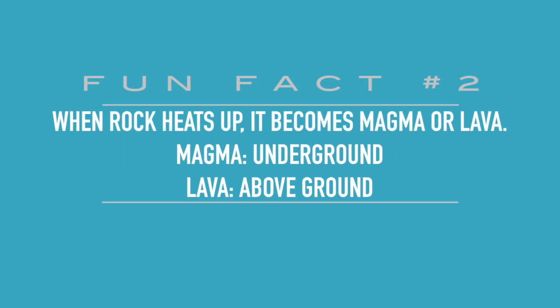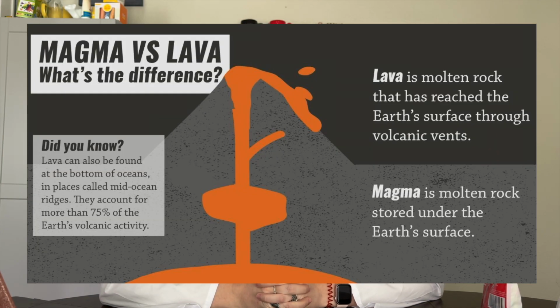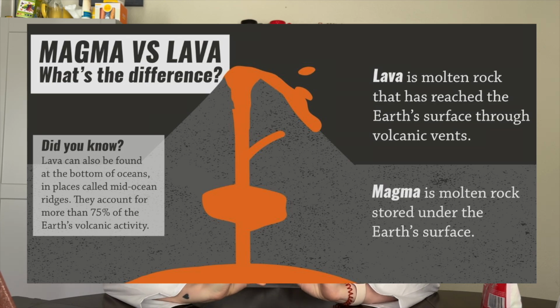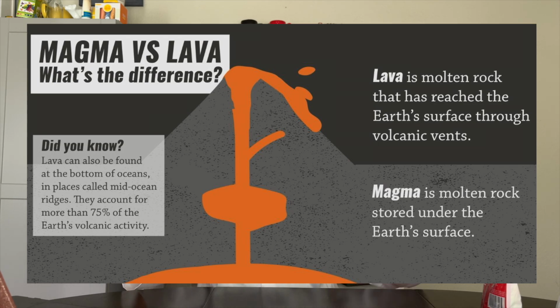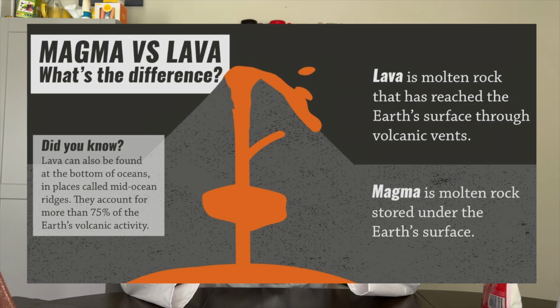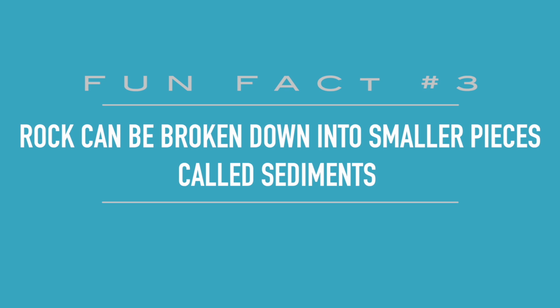Fun fact number 2: when rock heats up, it's called lava. Now, some people get lava and magma confused. The difference is that magma is underground, underneath Earth's surface. Lava is what comes up and breaks the Earth's surface. Think of a volcano. The magma is heating up inside, all that rock is heating up, and then lava is what comes out of the volcano. As lava cools down, it forms a certain type of rock that we're going to talk about later. Fun fact number 3: rock can break down into smaller pieces of rock.